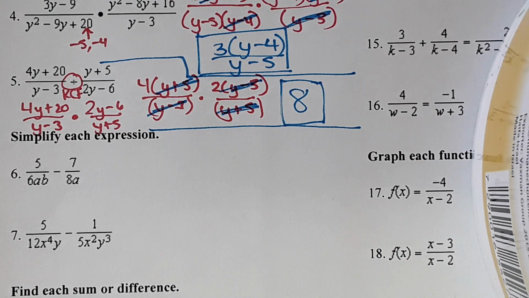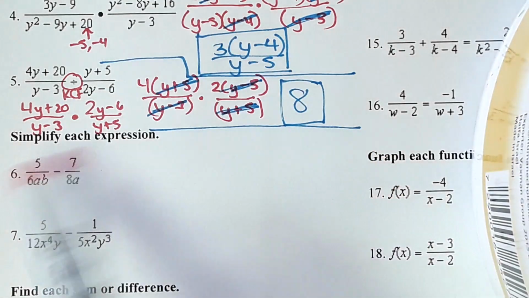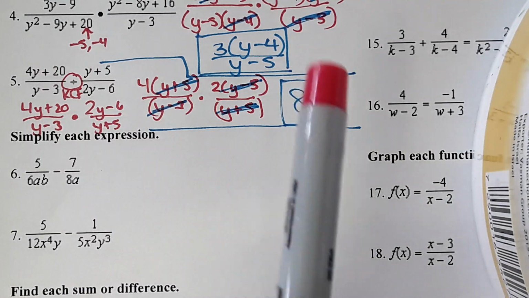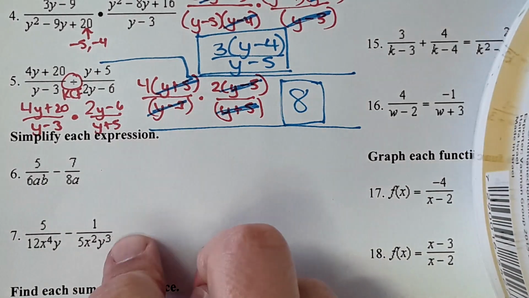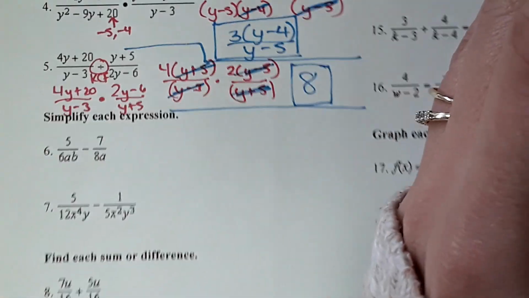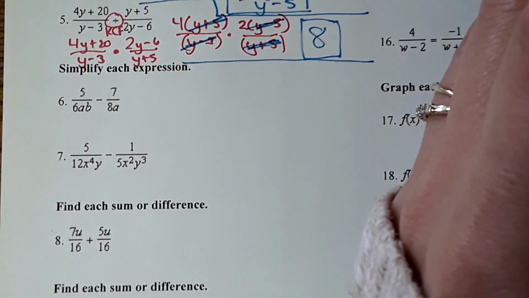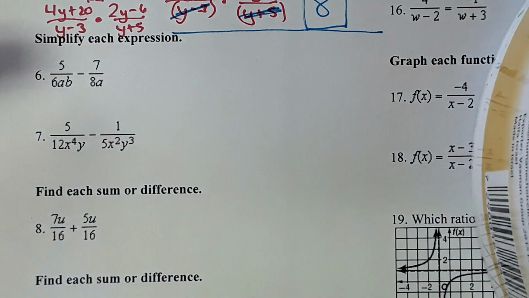Okay, so all the questions above were multiplication and division, and they followed pretty much the same process. Now we're going to get into some subtraction and addition. When you're subtracting or adding fractions, you need to have a common denominator. So we're going to be working on getting a common denominator and then simplifying.